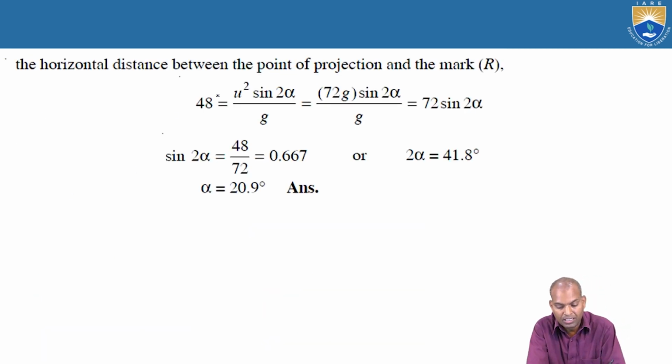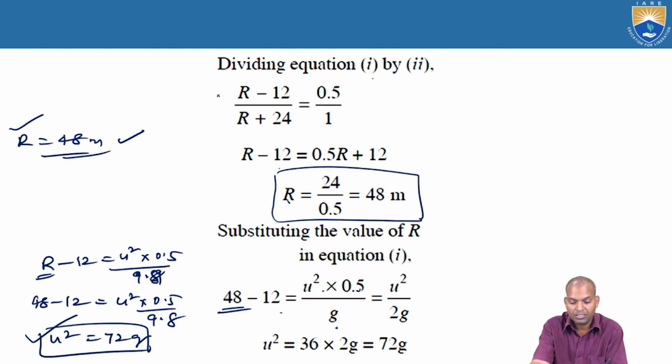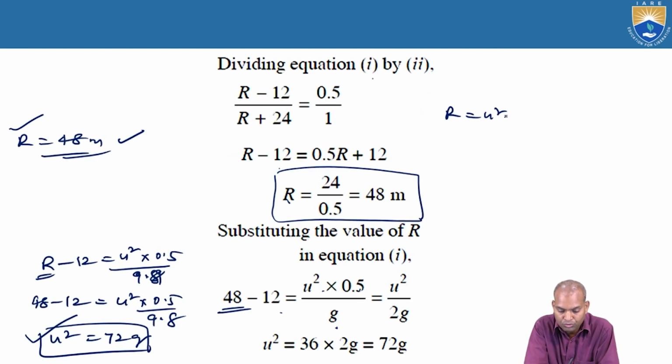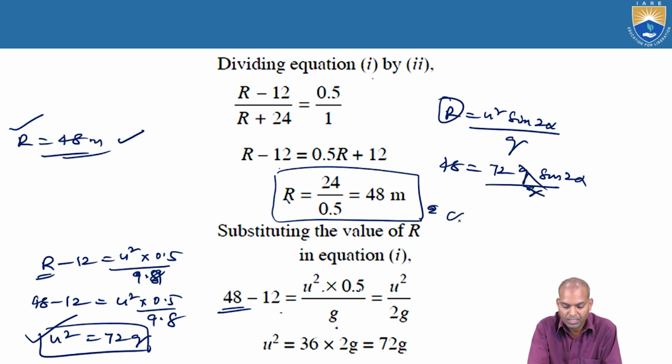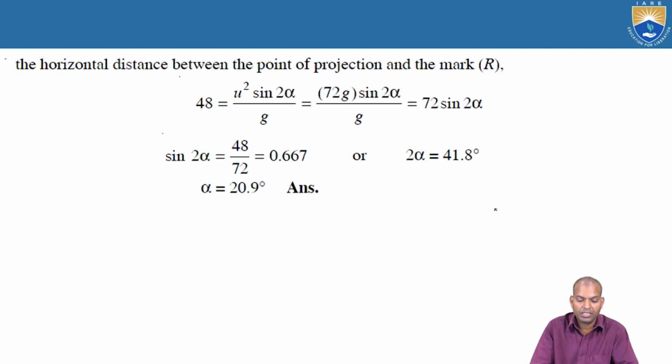Now the alpha, here only we can calculate. R equals U square sine 2 alpha by G. R equals 48 meters. What is it? U square is 72 times G, sine 2 alpha by G. G gets cancelled. What is sine 2 alpha? From that alpha, the angular projection can be calculated.